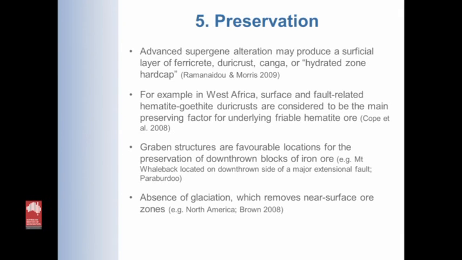Graben structures are locally very important. For example, at Parabadoo, where the down throw area is where the ore sits and it's been uplifted. If it were the reverse, that it's been thrusted up, then we can find that we're missing this ore body. And it's also important that we don't have long-lasting glacial processes, which is going to remove these superficial deposits.